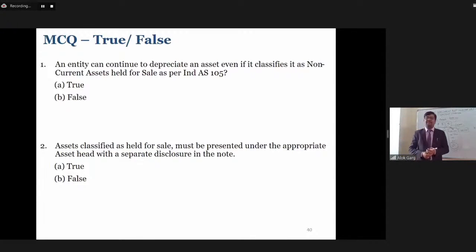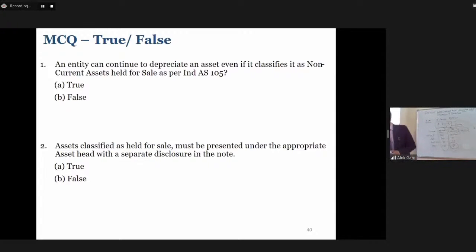Okay. So we have done a case study of Sun Limited. So now it's time to have some true or false or some MCQs. An entity can continue to depreciate an asset even if it is classified as a non-current asset held for sale as per IND AS 105. True or false? Answer is false.